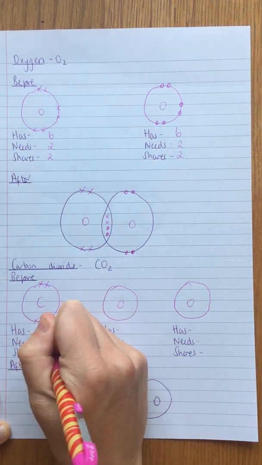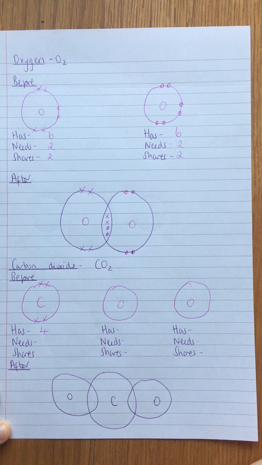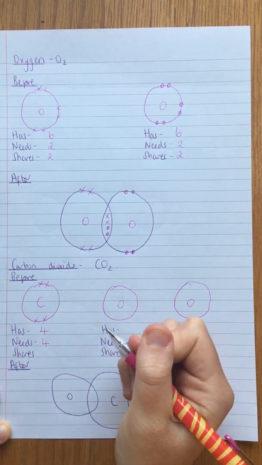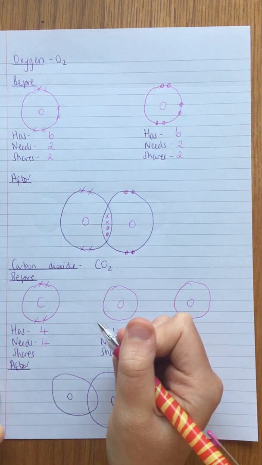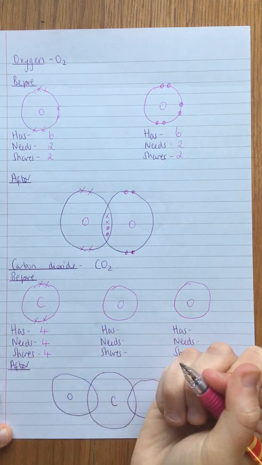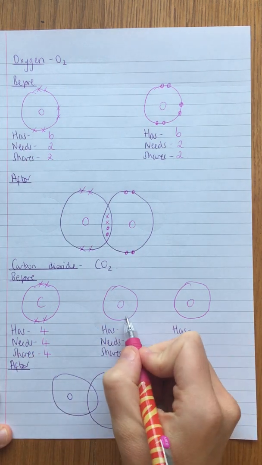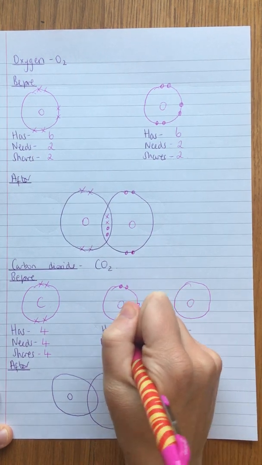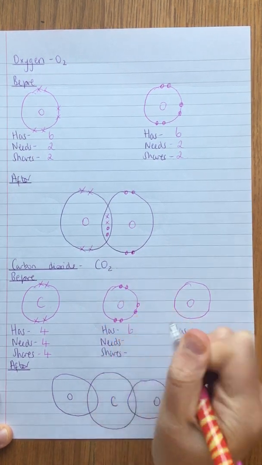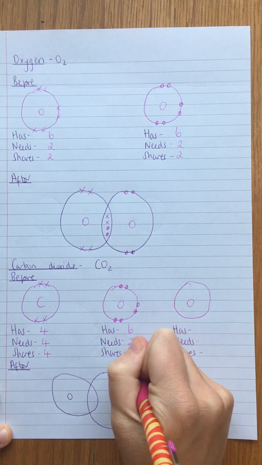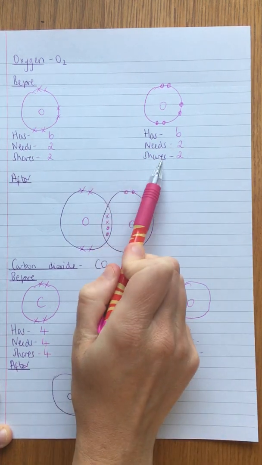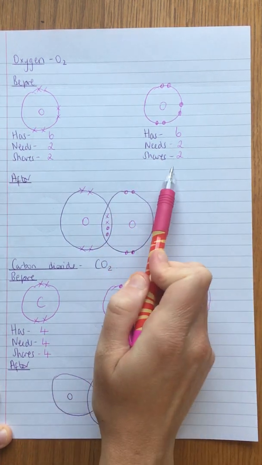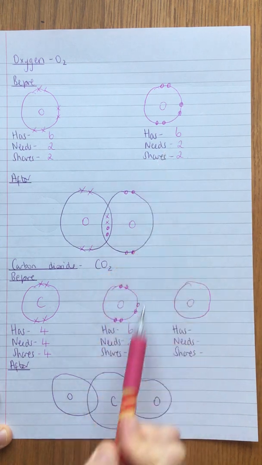So carbon is in group 4, so it has 4 outer shell electrons. That means it needs 4 more to make it a full outer shell. It wants 8. So it means it's going to have to share 4. This oxygen is in group 6. 1, 2, 3, 4, 5, 6. That means it needs another 2. It's going to share 2. Now you'll see we've already done oxygen up here. So actually you can start to see now we get repeats.